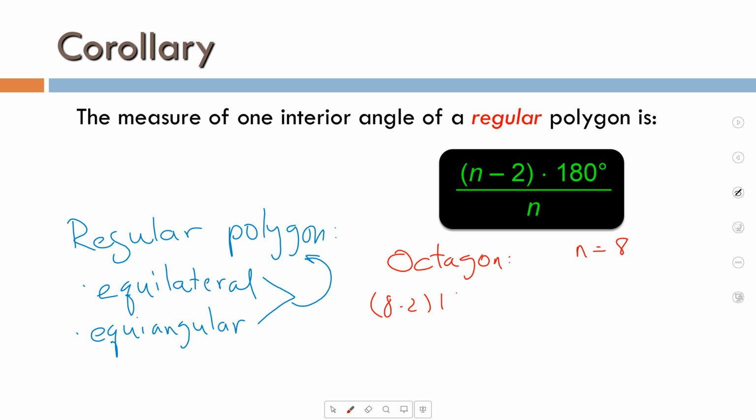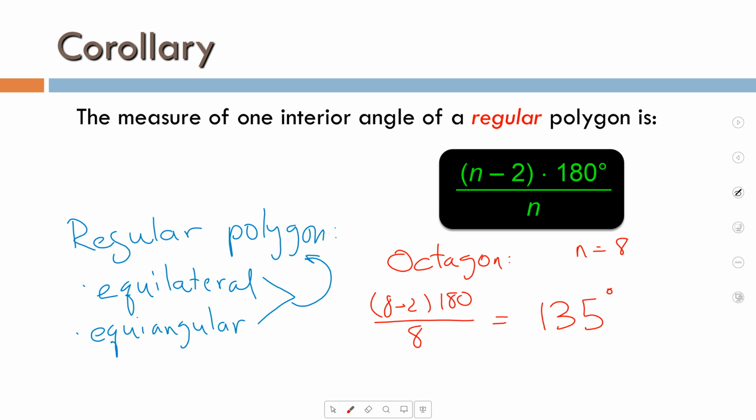8 minus 2 times 180 divided by 8. By the way, those 8s do not cancel. Don't do that or I will make fun of you. Answer? Julia? 135. Can I get a confirmation? Awesome. Those are degrees. Okay, that's method number 1.